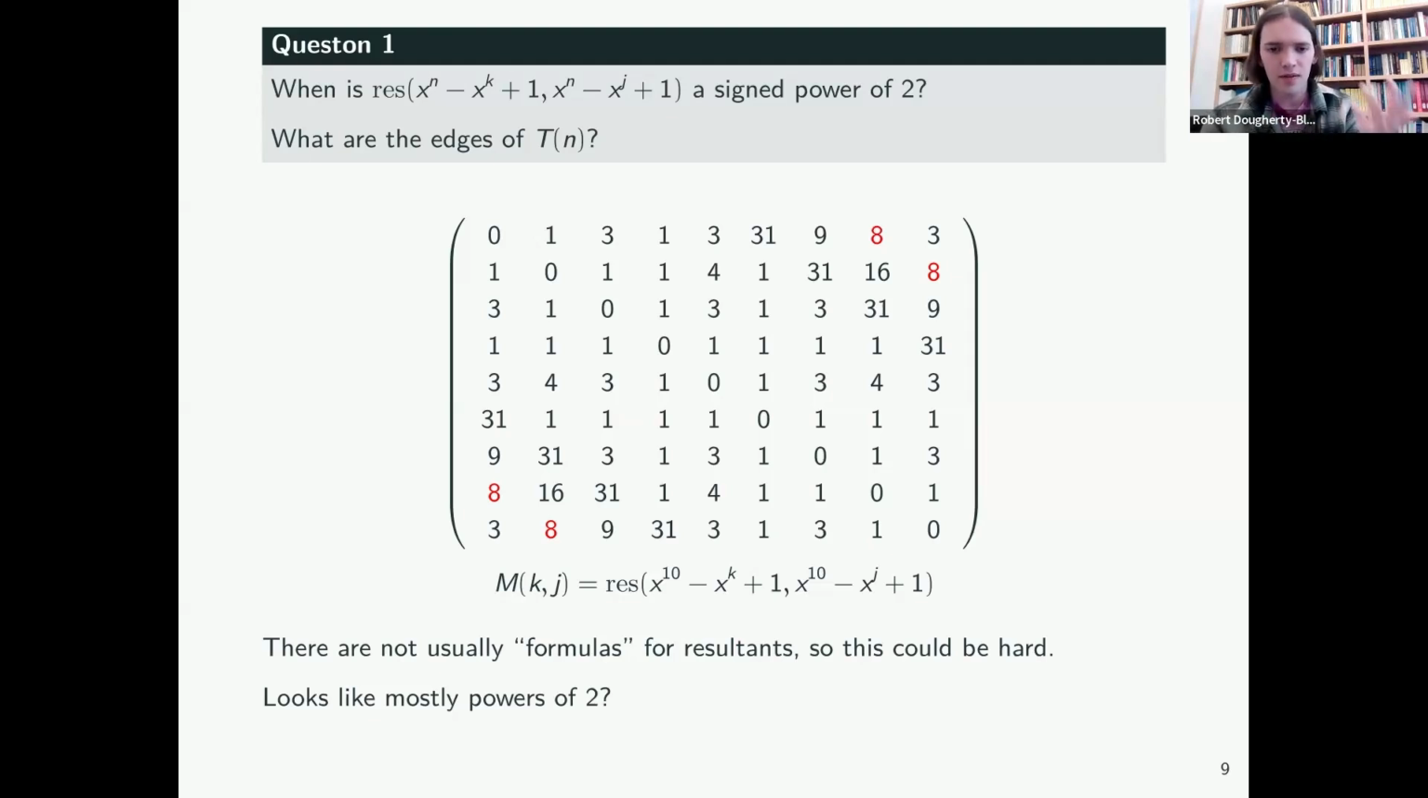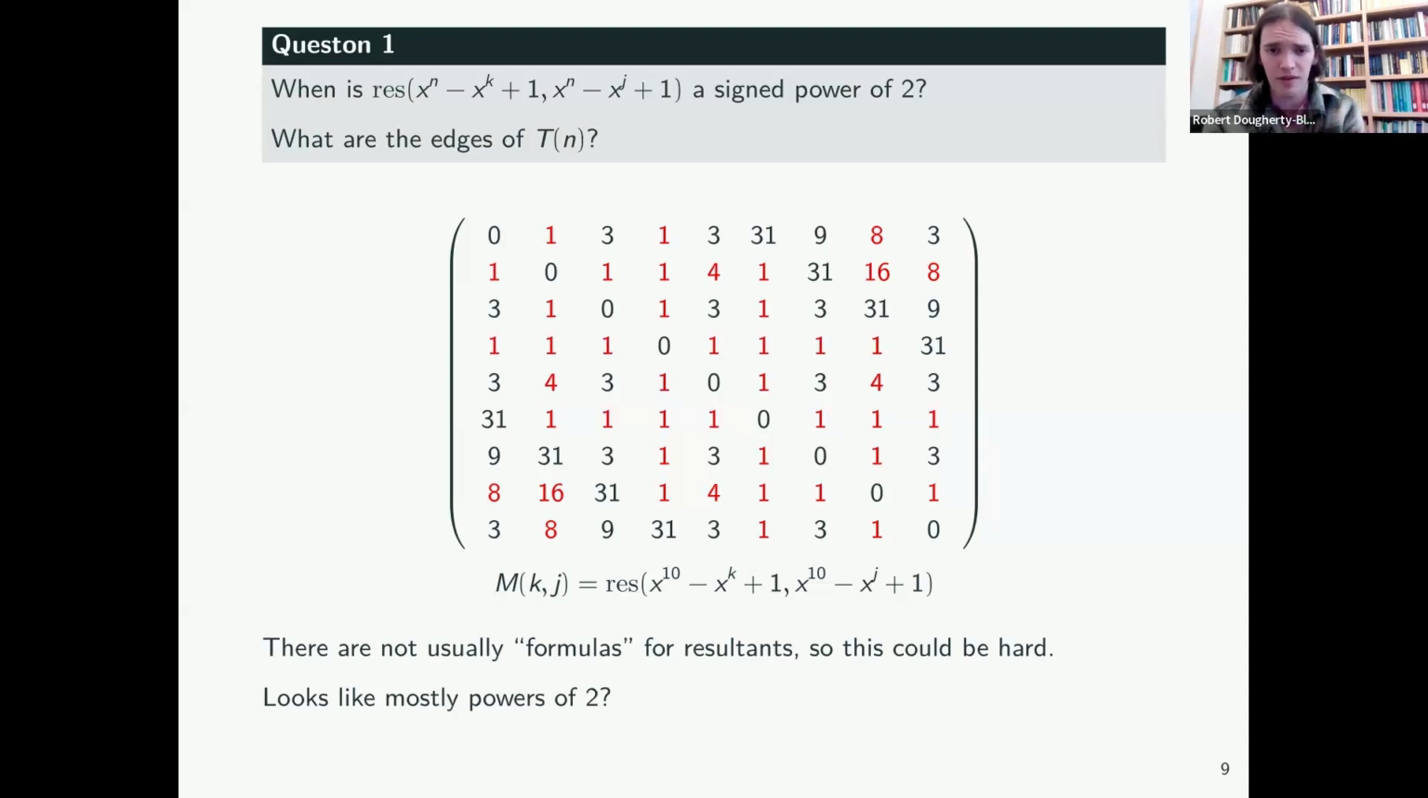Here's a matrix of all the possible resultants that you can compute when n is equal to 10, when the degree of the polynomials is 10. So it's a 9 by 9 matrix, and you see a bunch of different kinds of numbers in there. You see some zeros, some ones, some threes, 31s, 9s. But remember, what we're trying to do is pick out the powers of 2 in this matrix. So can we find any patterns in the powers of 2?